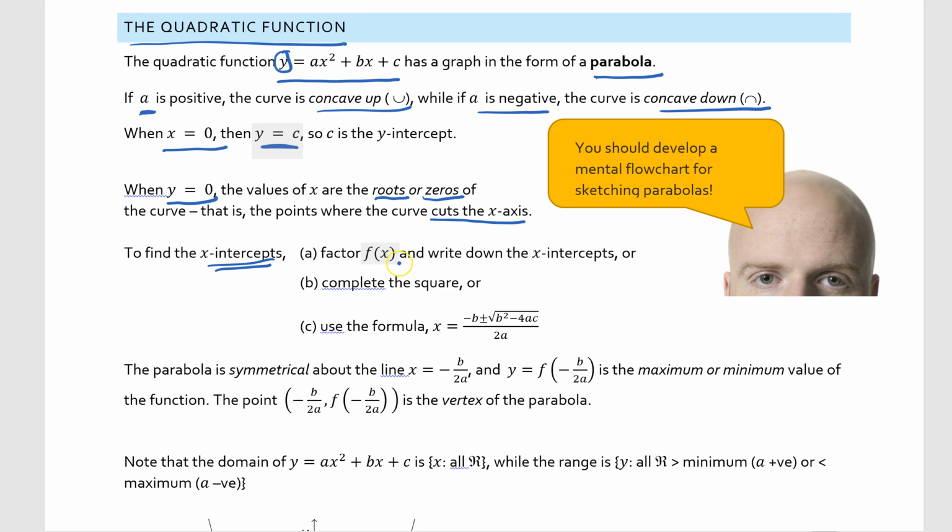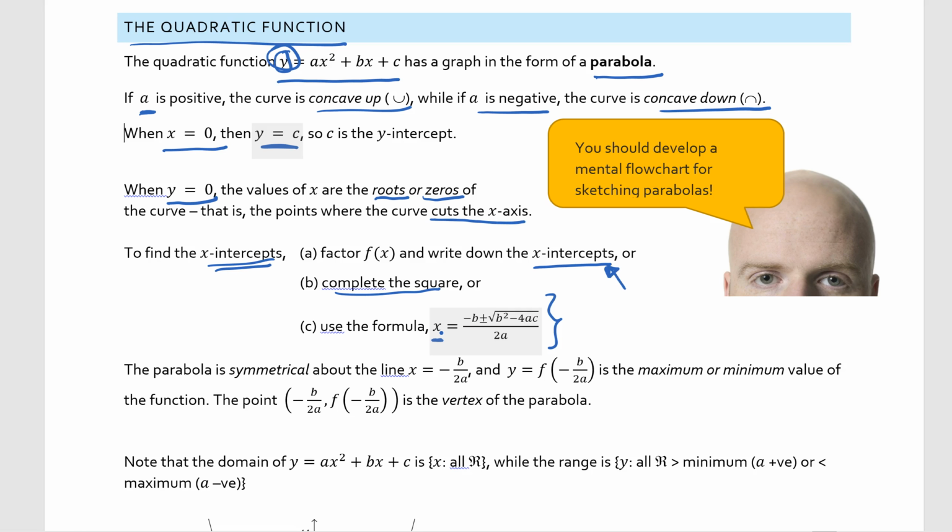We can factorise f of x. So remember, y equals f of x. So we can factorise our quadratic and set that quadratic equal to 0 and then write down the x-intercepts. We can complete the square, or we can use this formula, which is of course just based on the technique of completing the square. The thing to remember is that when we factorise and we get the factors, we then look for the values of x which make the factors 0. They are the x-intercepts. When we use the formula, the values of x that we get straight up are the zeros.